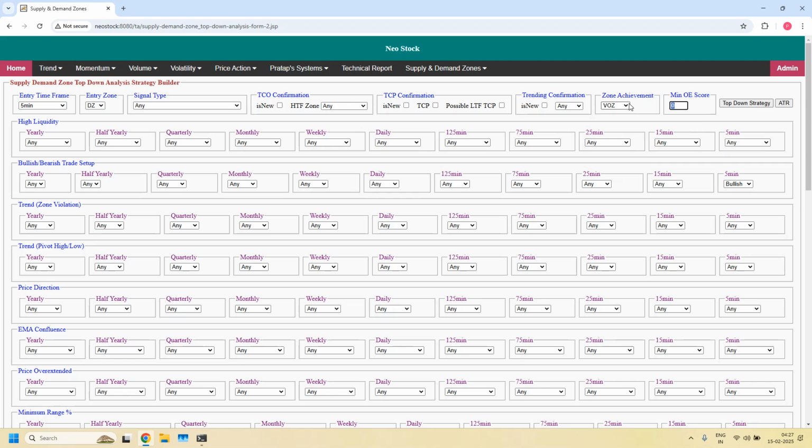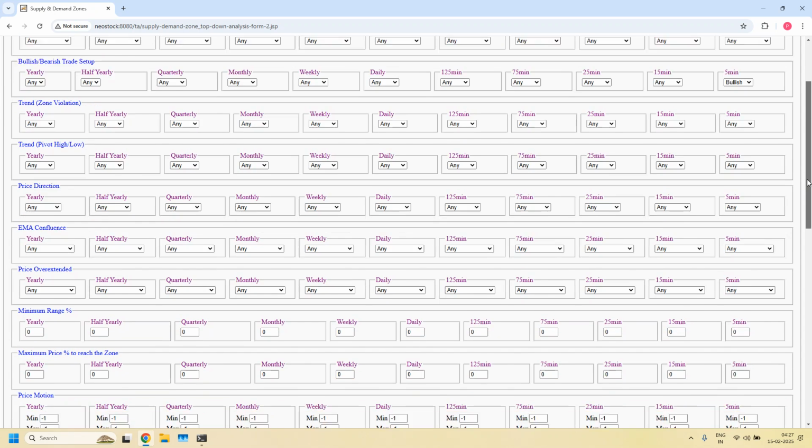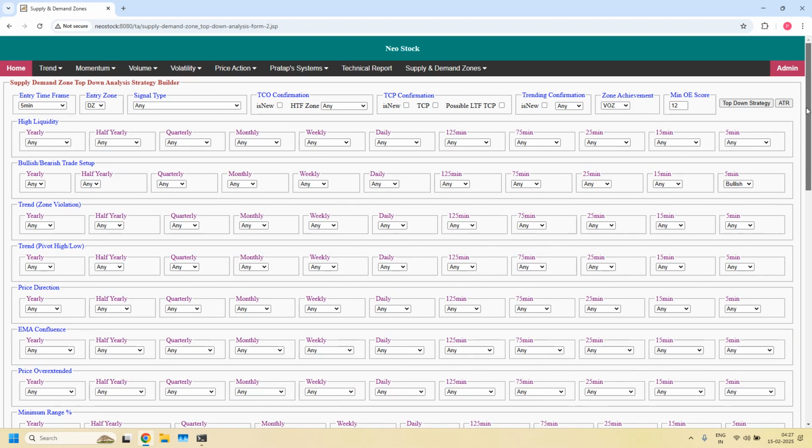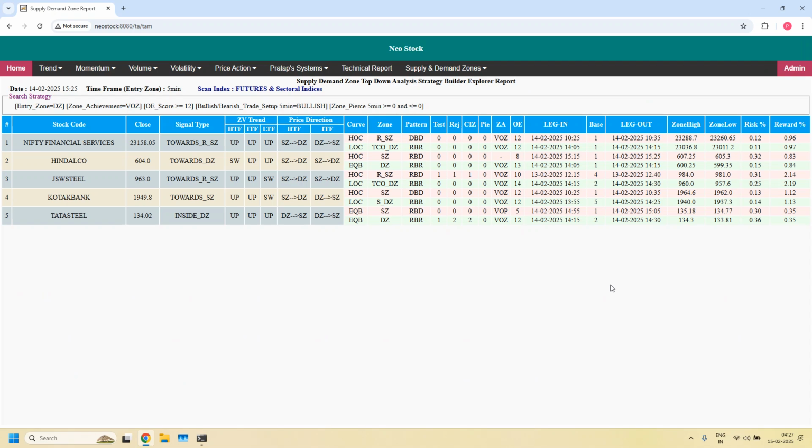Minimum order enhancer score 12. And the pierced count should be 0 on 5 minutes time frame. So minimum value 0, maximum value 0. All the three filters are applied to 5 minutes demand zone. With these filters, we got 5 stocks. And these 5 stocks are currently supporting bullish trade setup for hourly income trade. But remember, hourly income trade success rate is very, very low.